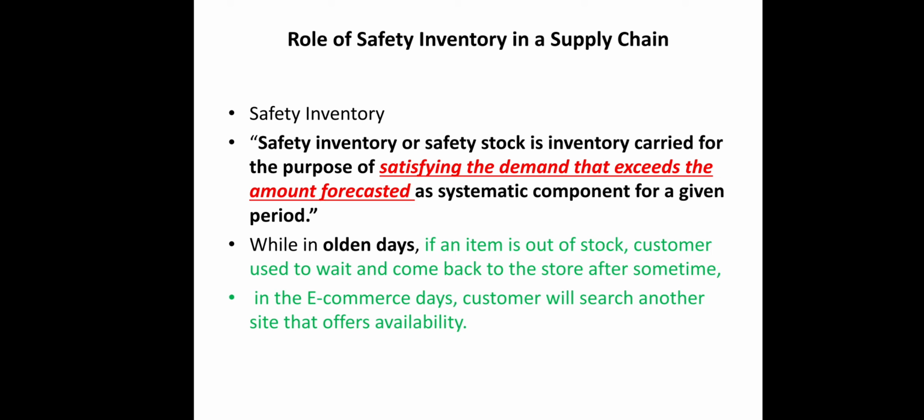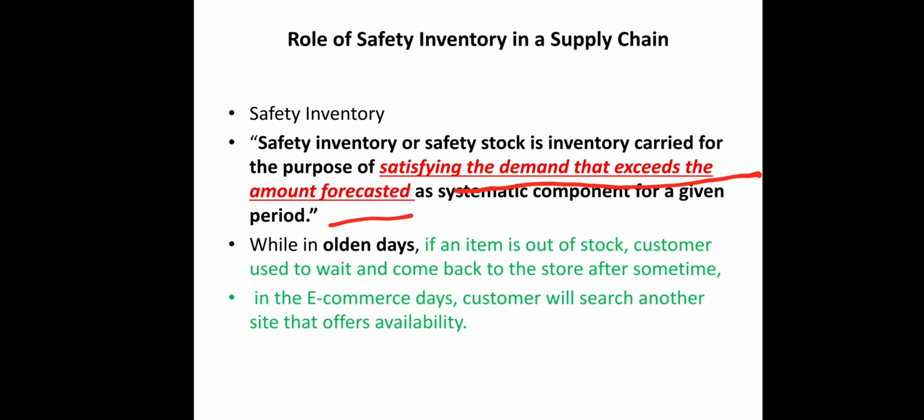So, role of safety inventory in supply chain. How is safety inventory performed in the supply chain? Safety inventory or safety stock is inventory carried for the purpose of satisfying demand that exceeds the amount forecasted. Suppose you do not have a safety inventory, but your demand is increasing and your product is demanded in more quantity. How are you going to fulfill that demand?